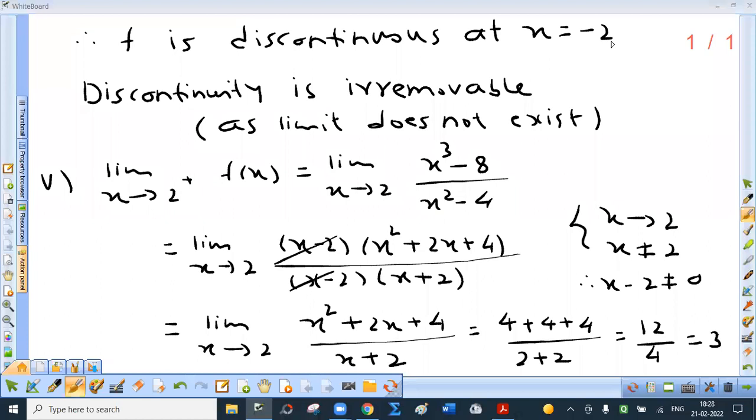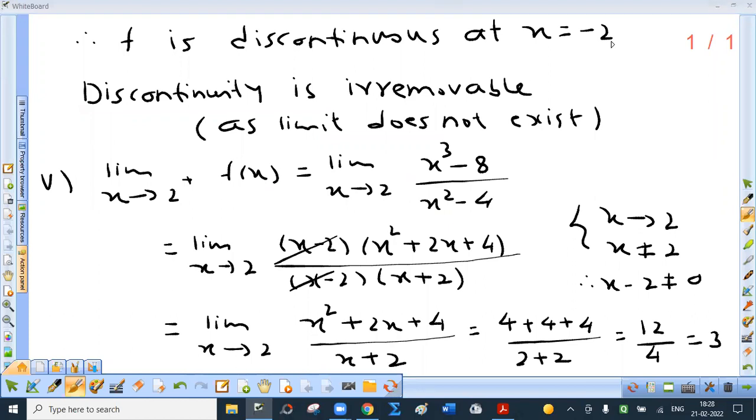Fifth one, f of x is x cube minus 8 upon x square minus 4 for x greater than 2. It is 3 for x equal to 2. And it is e raised to 3 into square of x minus 2 minus 1 upon 2 into square of x minus 2 for x less than 2. Okay. Let us find the right hand limit first. Limit x tends to 2 plus f of x.